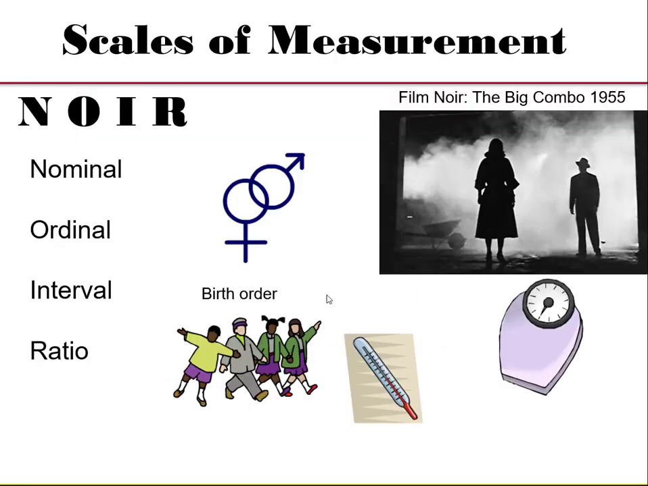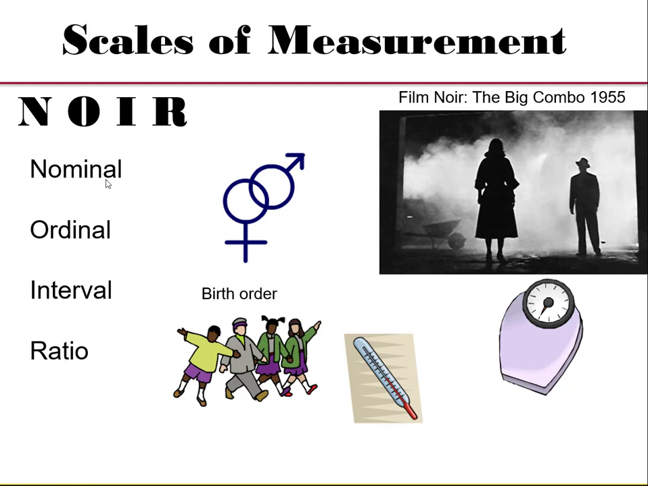So, perhaps you've heard of film noir, right? This is from The Big Combo, this picture in 1955. These are dark black and white movies that are usually thrillers or mysteries, crime dramas. Noir is a French word that means black, and also NOIR is an acronym to remember the scales of measurement: nominal, ordinal, interval, and ratio, and I'm going to explain what each one of these are.